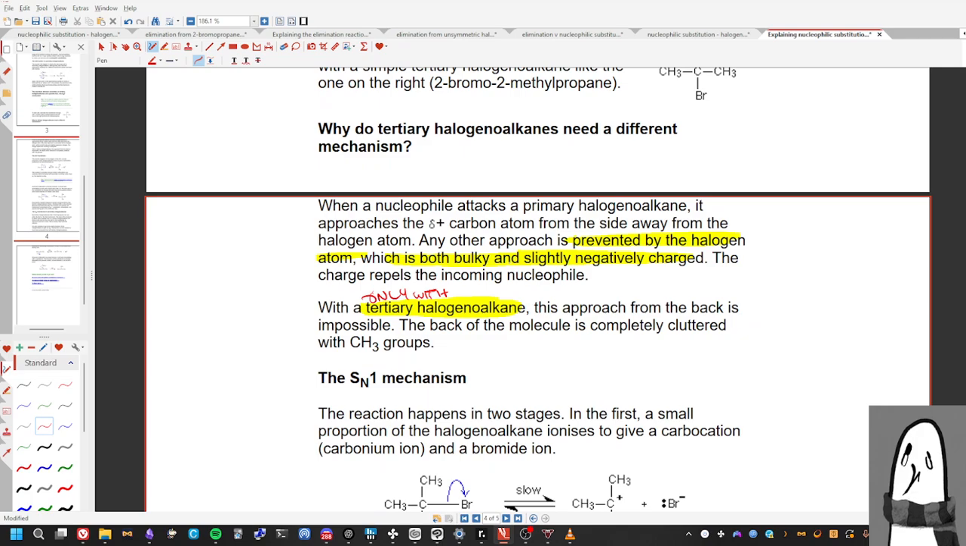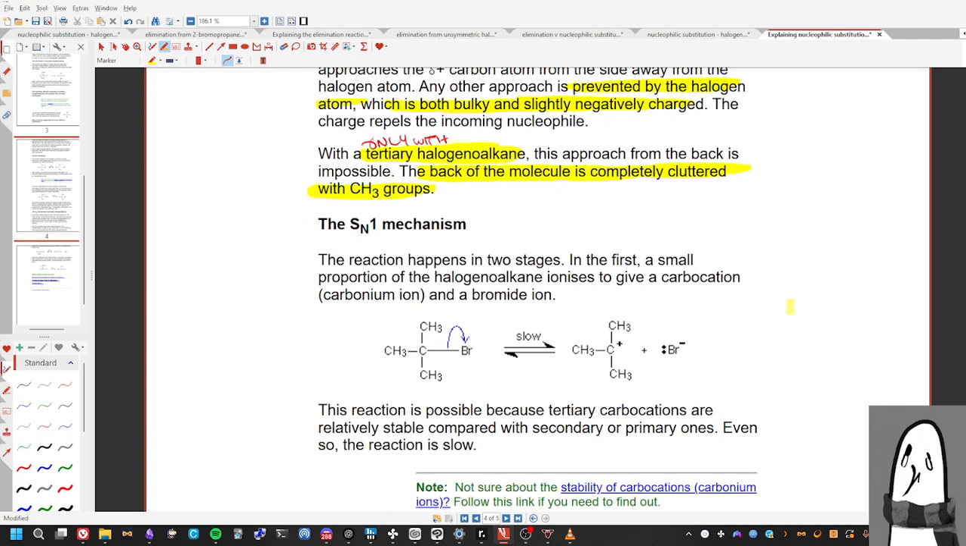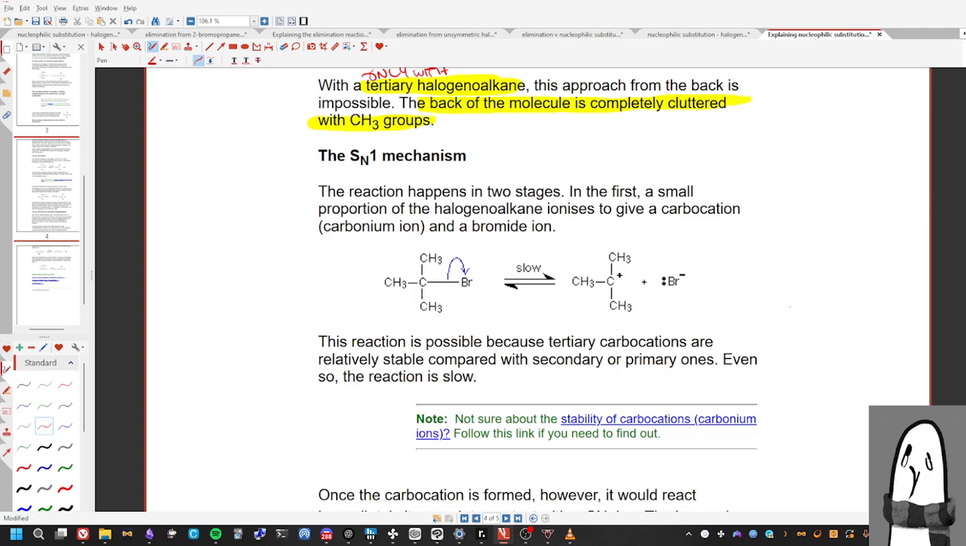Bruh, okay, I understand it now of all times. I feel like this would have been a thing I should have been able to understand before. But anyways, it's impossible because the back of the molecule is completely covered. So on the front side there's a halogen, and on the back side there are 3 CH3s. Yes, this thing right here is actually the carbocation.